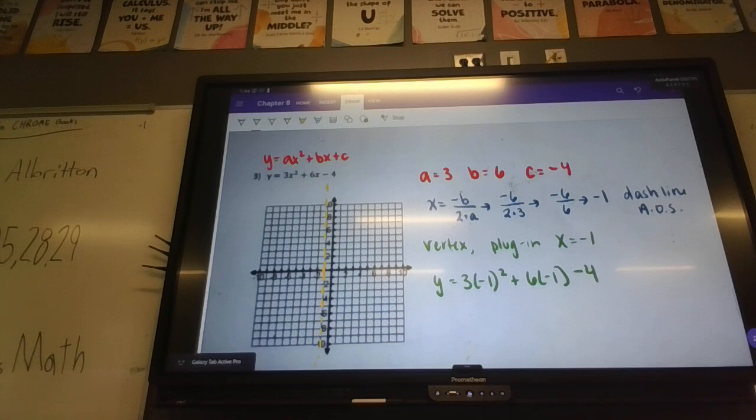What's AOS stand for? Axis of symmetry. It's like the Earth rotates around an axis. Is anyone gonna try it? Devin, are you gonna try it? No. Everyone's intimidated. I'll just do it. So negative 1 times negative 1 would make it positive. Negative 6, negative 4.